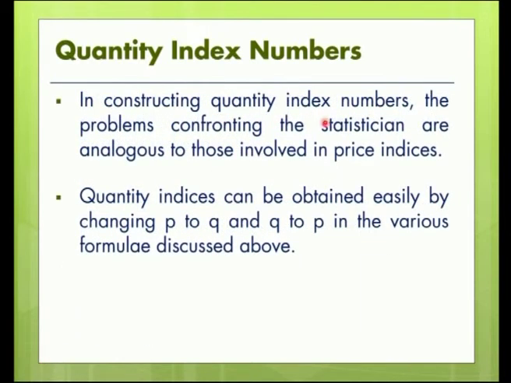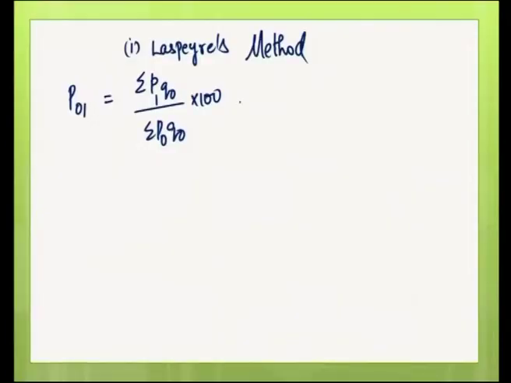In constructing quantity index numbers, the problems confronting the statistician are analogous to those involved in price indices. That is, whatever the formula we have studied in computing the price index numbers, just reverse the role of price and quantity. So, for example, if the Laspeyres formula is summation P1 Q0 by summation P0 Q0, then you have to reverse the role of price and quantity. So, the Laspeyres quantity index number formula becomes summation Q1 P0 by summation Q0 P0. So, just have to reverse the role of P and Q.